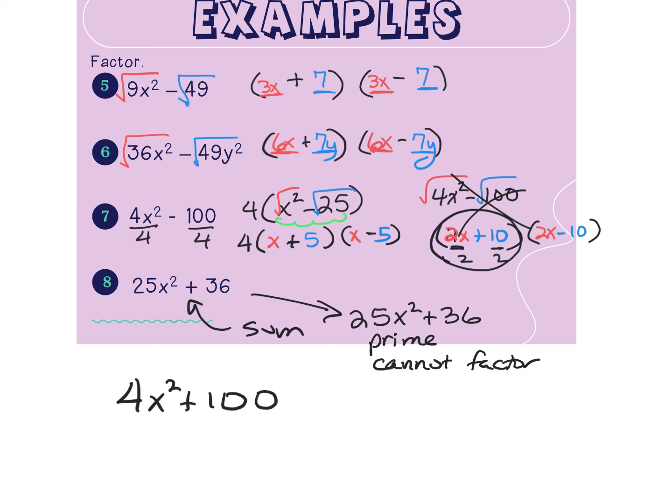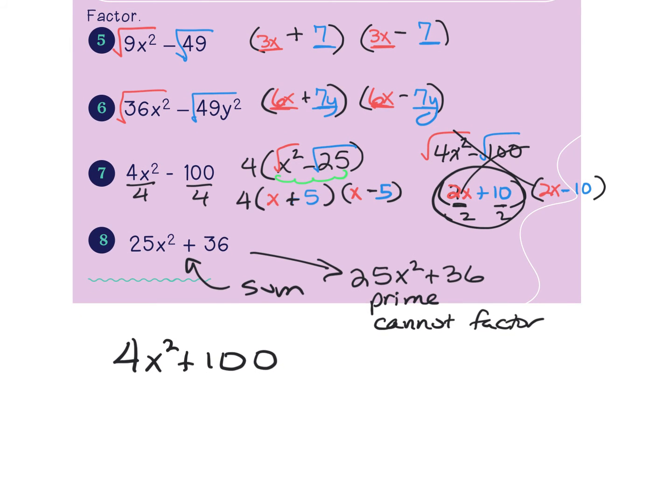But yes, you can. The only thing we would do here is pull out the GCF. So I could divide both of these by 4. And then this answer would be 4 and then x squared plus 25. I couldn't take it any further, but I can pull out a GCF. So even though the two terms are perfect squares, if it's an addition sign in between, and there's a GCF to pull out, you must pull that out.